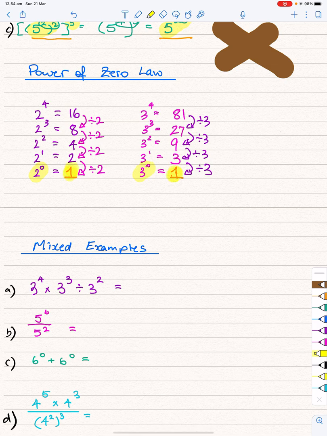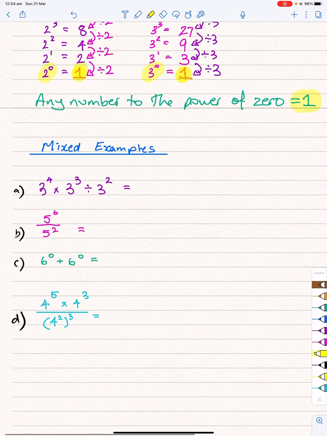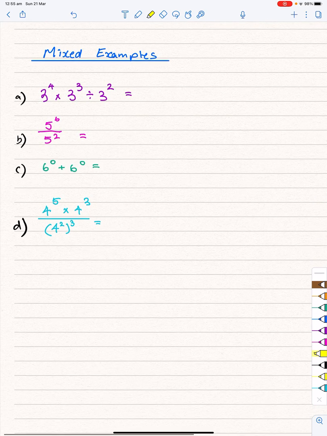2 to the power of 0 is 1. And in fact, this will always be the case. Any number to the power of 0 equals 1. And that's our last law. And what we're going to do is we're going to put those into practice by looking at 4 mixed examples.